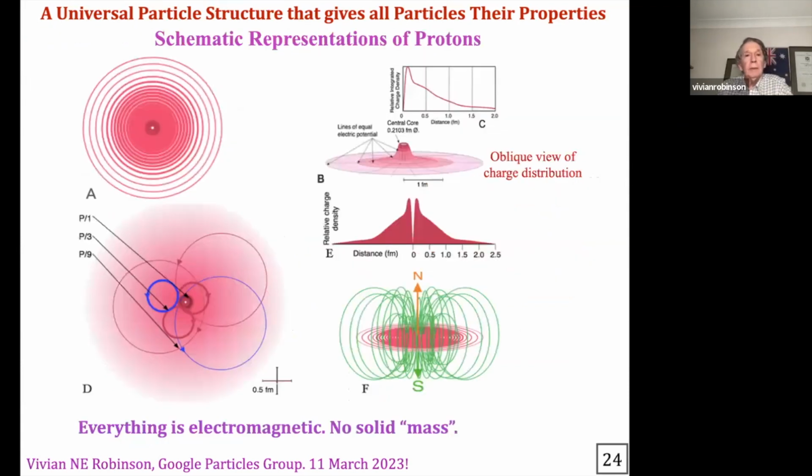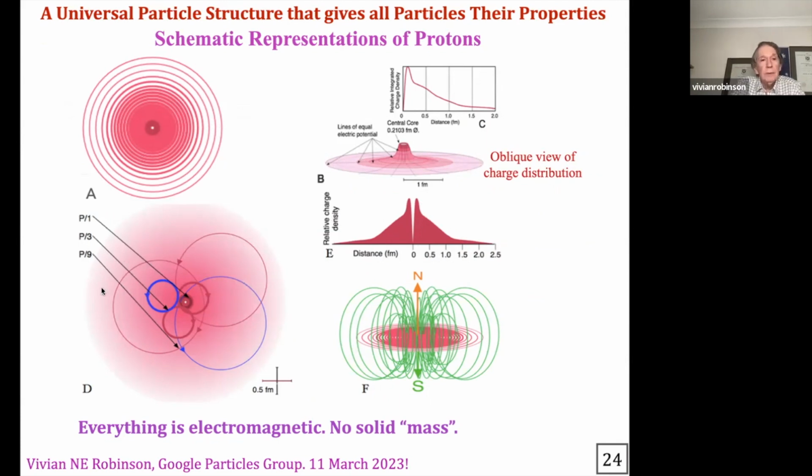Here's a few ways of representing a proton. Here we have just a plan view of the charge. The rings just merely indicate the intensity of the charge as best I can. This one you've seen. This one is just that doubled up because its charge is distributed all around. Here it's like an oblique view of the distribution of charge. Its height is charge, not physical position.